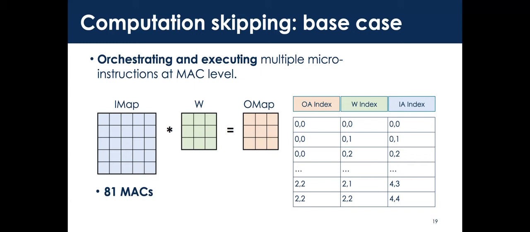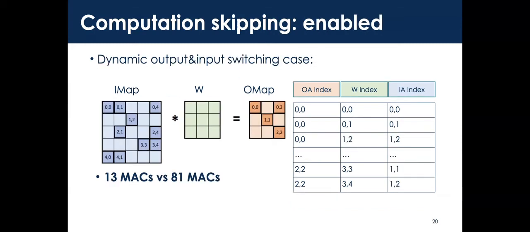orchestrating and executing multiple MAC operations. As you can see in this example, applying a 3x3 conv kernel on a 5x5 input results in a 3x3 output with 81 MACs in total. Each MAC operation can be viewed as a micro instruction, where it has indexes for output activation, weight, and input activation. Here we use a lookup table to store these micro instructions.